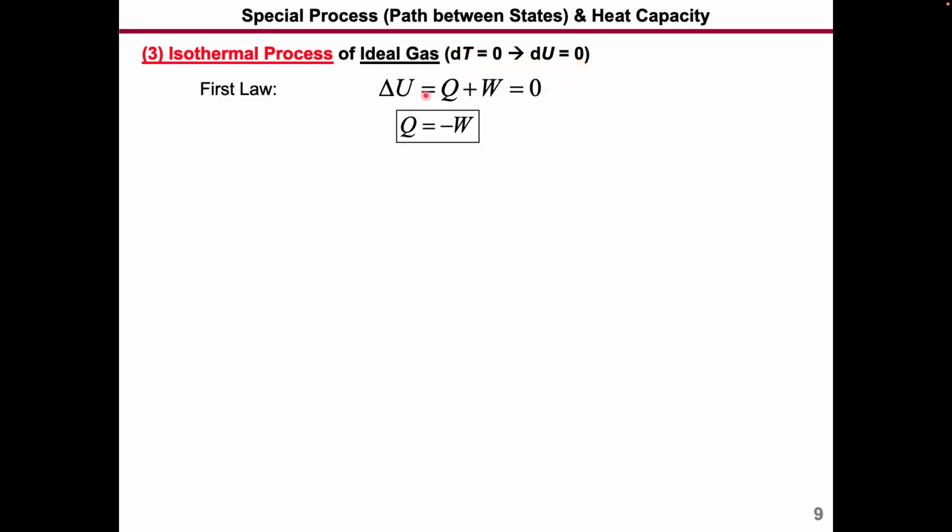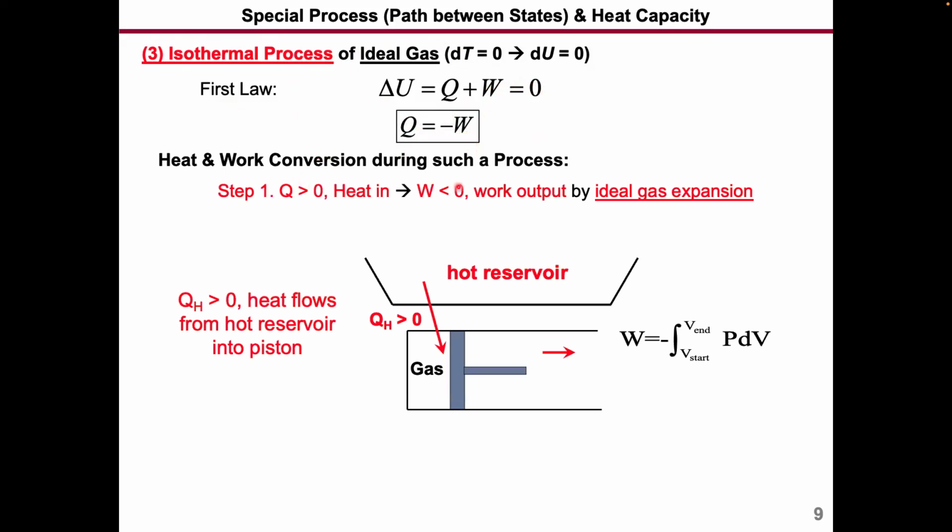Okay. Now, if you apply the first law, delta U is equal to Q plus W. And we know delta U is equal to 0 if isothermal for an ideal gas. So in this case, Q is equal to minus W, right? So now this equation actually gives you a design rule to convert heat into work, right? If you absorb heat, Q is greater than 0, and then your work is going to be negative.